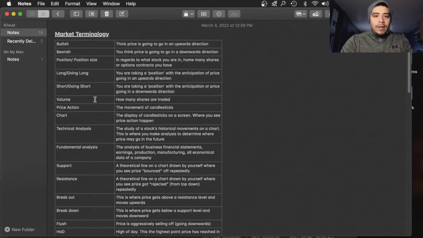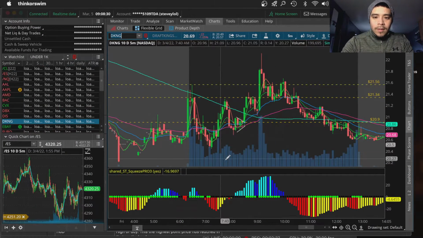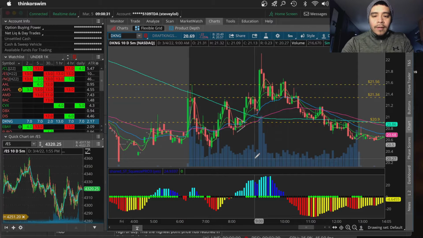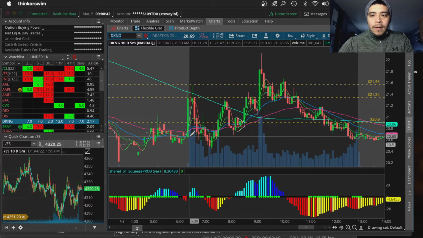So volume, how many shares are traded. If you look here, these little bars right here, they are volume bars. So if you look right here, it tells you how much volume is in each bar. If you look at the beginning here, 881,642 were traded in this 5-minute volume bar. Okay.